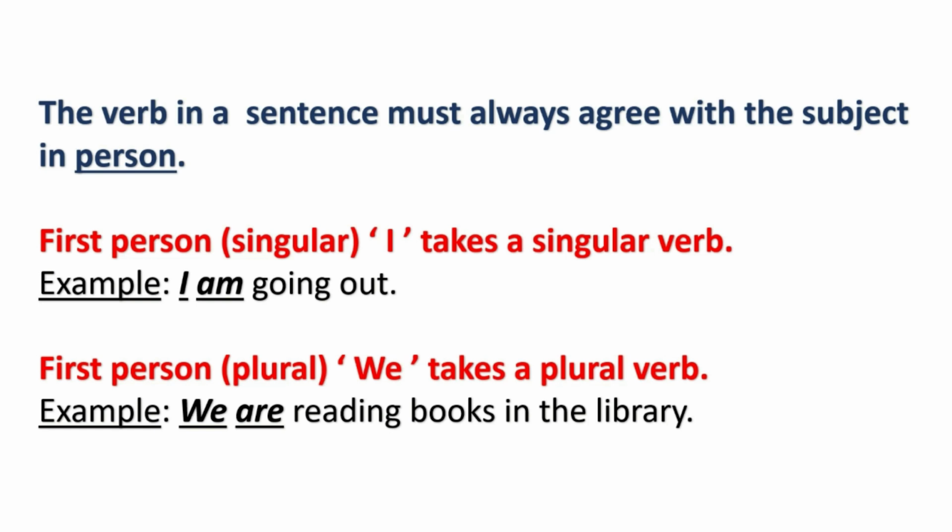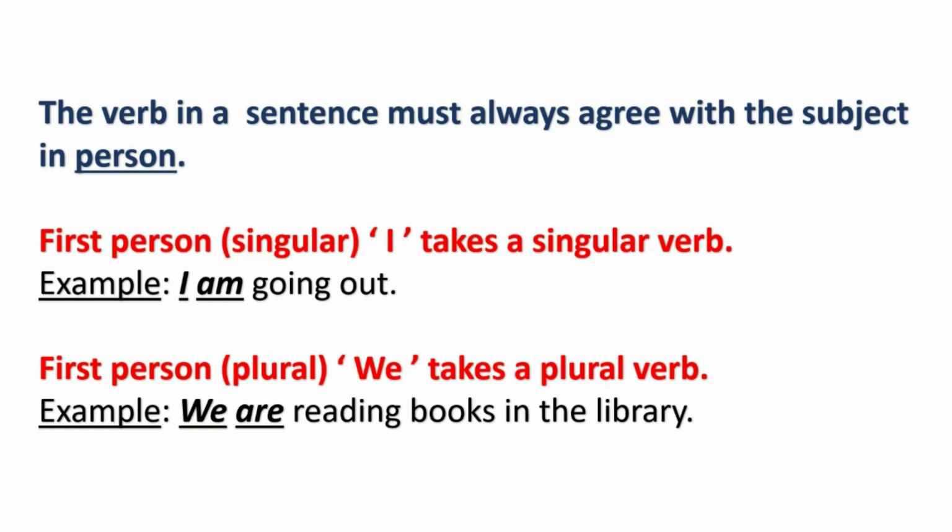The verb in a sentence must always agree with the subject in person. Now you told number, that is singular and plural. Now what is person, you might ask me. Person is nothing but the personal pronouns which we have learnt in our pronouns chapter. First person, second person and third person. Now I hope you recall what you have learned.